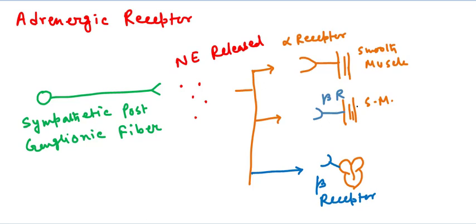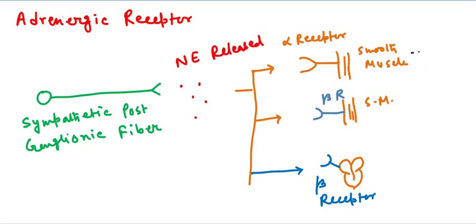Then the action of a particular type of neurotransmitter will depend upon the type of receptor to which it binds. Here you can see the smooth muscles, and these are the smooth muscle receptors, and when the norepinephrine binds with the alpha receptor, this causes a stimulating effect.